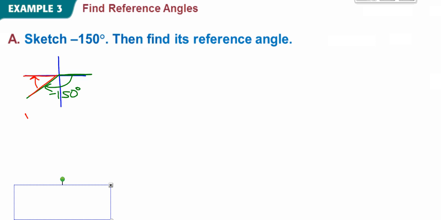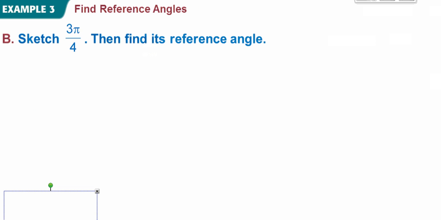It's 30. Reference angle, and in my head, I'm just taking 180 minus 150. The reference angle is 30 degrees. And you're going to find these reference angles are always between 0 and 90.